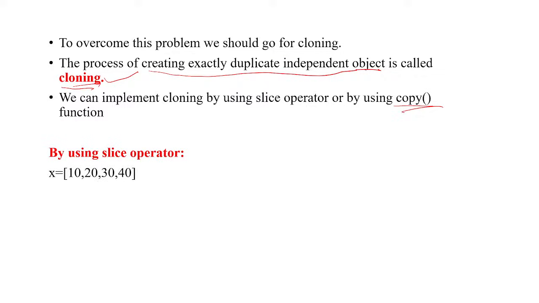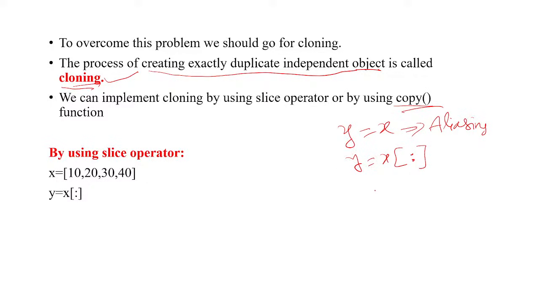By using the slice operator, how can you clone it? Like x is equal to 10, 20, 30, 40. Now you can say y is equal to x, square brackets, colon. Just put a colon. So there is a difference. y is equal to x is called aliasing. Then y is equal to x followed by square brackets with just a colon means no starting and ending index, that means take all the values from x. Then it takes a copy of the values from x and assigns to y.